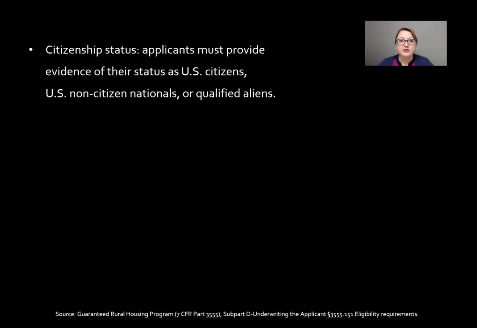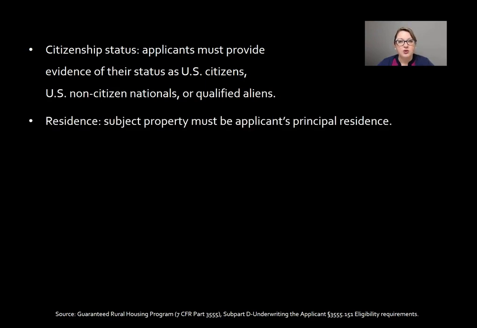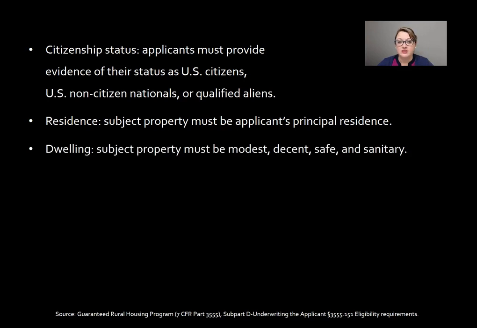All right, so now let's move on to citizenship status. Applicants must provide evidence of their U.S. citizenship, or if they're a non-citizen national or qualified aliens. Residence. So the subject property must be the applicant's primary residence. Very important. This cannot be used for a second home or investment property.